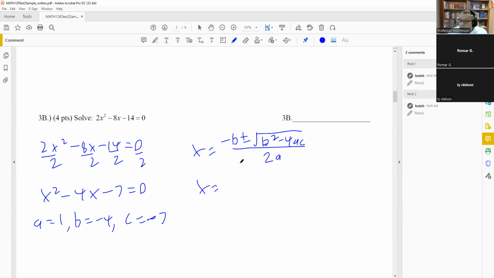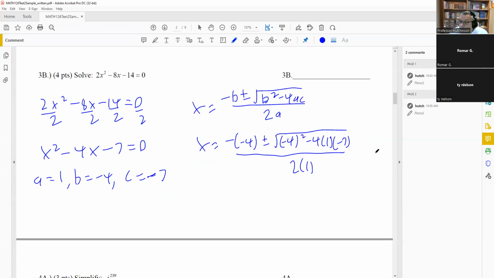So now we'll just put in the a, b, and c that we've already identified. We have negative times -4 plus or minus the square root of b squared, so -4 squared, minus 4 times a times c. A is 1 and c is -7. All that is going to be over 2 times a, or 2 times 1. Okay, so we have all that. Next we're going to simplify. We want to simplify this down as much as possible.